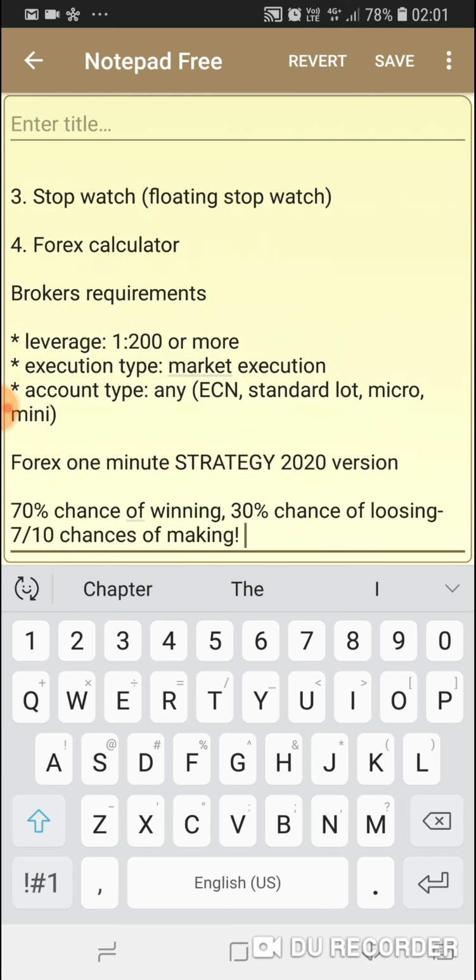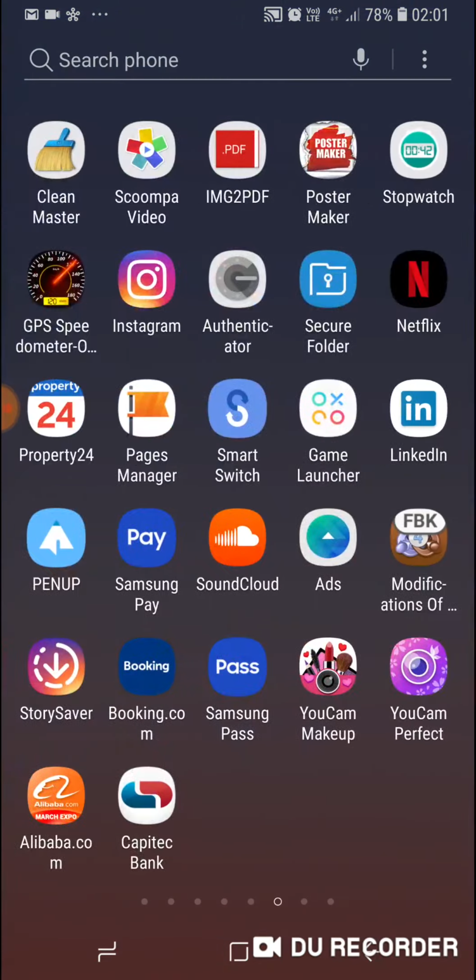Now, I hope the information is clear in terms of how you should get to choose your broker specifically for the Forex 1 minute strategy 2020 version. Now, we are going to get straight to the strategy now.